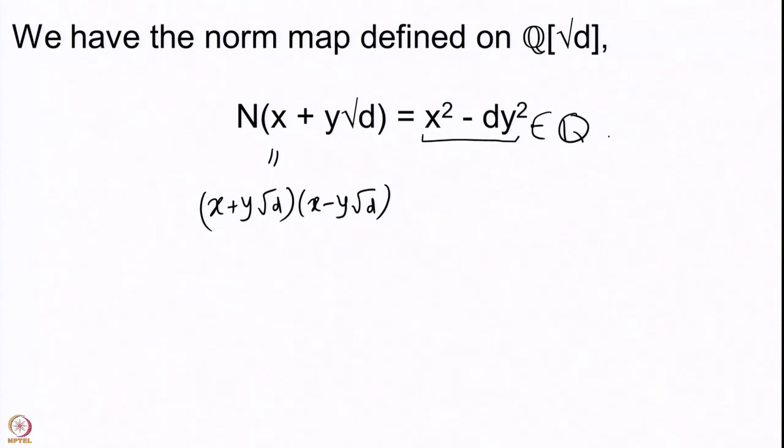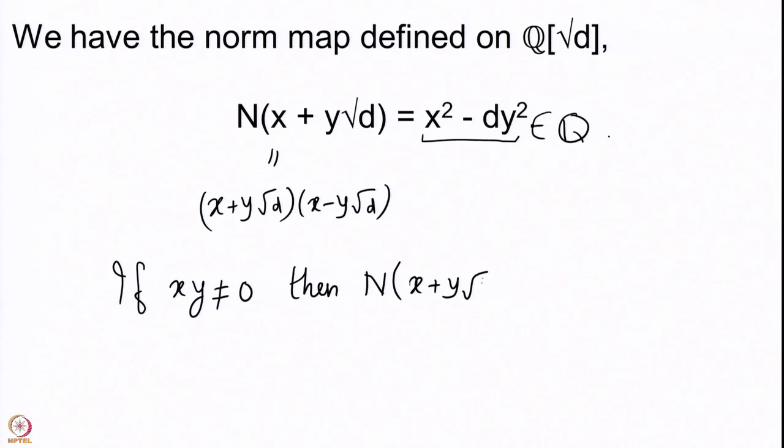And if you have x, y not 0, if you have that the product is non-zero, then norm of x plus y root d is also not 0. This is because if you have any rationals giving you 0 solution for x square minus d y square, that would mean that d is of the form x square by y square. And we have taken d to be an integer which is not a square. In fact, we have taken d to be square free. It is not a square and it is not even divisible by any square other than 1 of course. So this d cannot be square of some integer, it also cannot be square of any rational number.